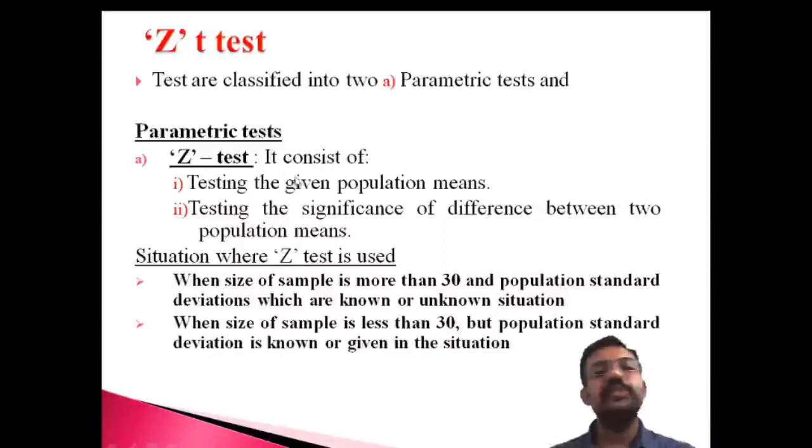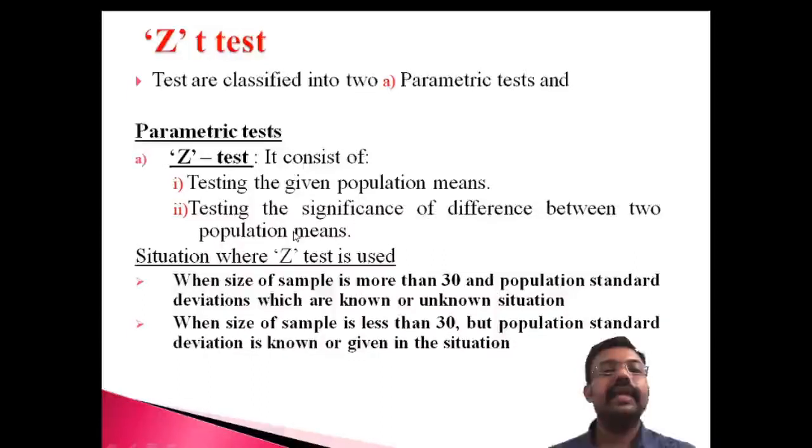In the Z test, there are two important formulas. One is the formula for testing a given population mean. Another is for testing the significant difference between the population means. Two situations can be seen: a test of a given population mean, and the significant difference between population means.